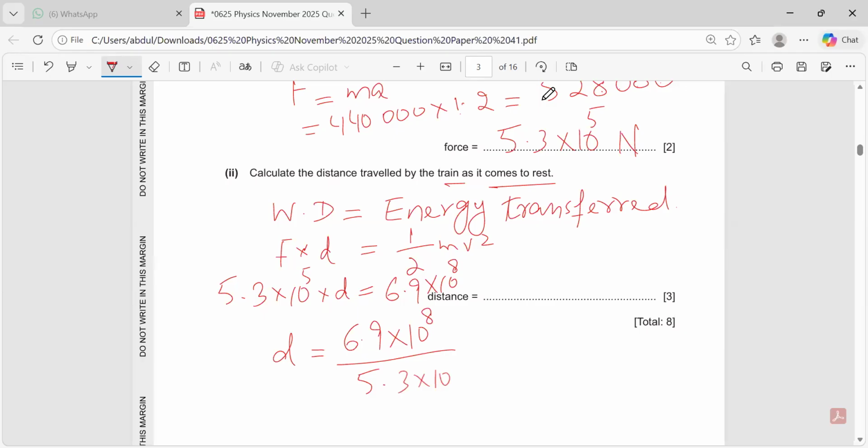So as we simplify, the answer comes to be 6.9 times 10 raised to the power 8 over 5.3 times 10 raised to the power of 5, and as I'm calculating roughly, my dear friends, I'm getting the answer 1.3. It is 1300 almost, so 1.3 kilometers.